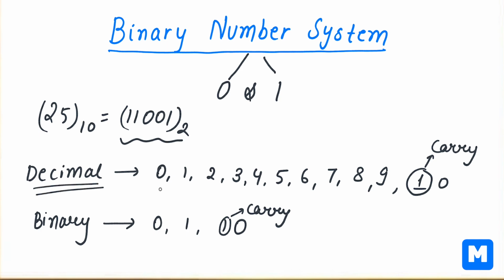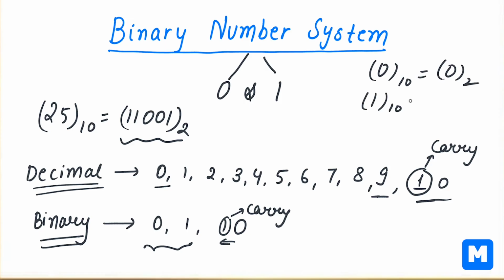In the decimal number system, we count from 0 to 9 and then after 9 we pass on a carry to the next digit. But in binary, we only have two options. We count till 1, and when it's time to count 2, we pass a carry to the next digit as 1. So 0 in decimal means 0 in binary, and 1 in decimal means 1 in binary. But 2 in decimal means 1 and 0. Yes, we read it as 1 0, not 10.